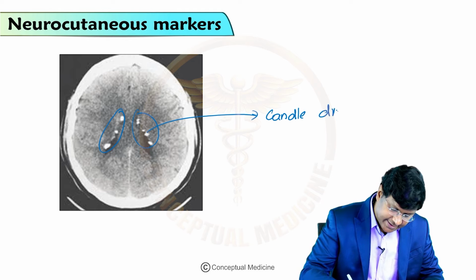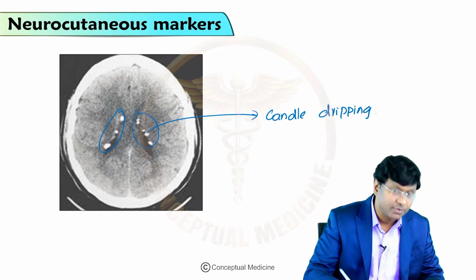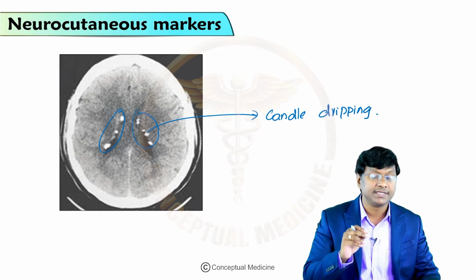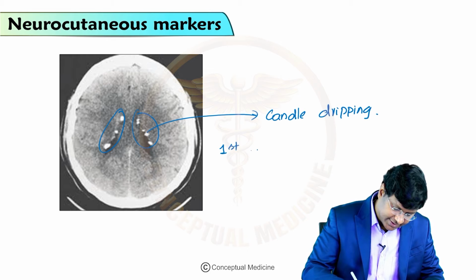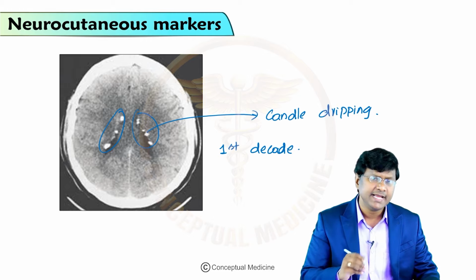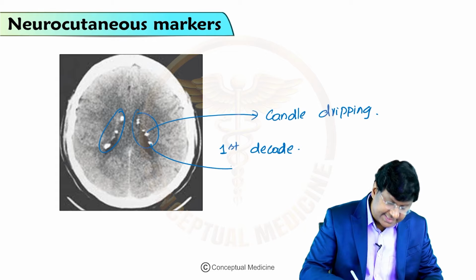This is called the candle dripping appearance. Next, these tumors occur predominantly in children around the first decade, and they are essentially benign tumors. How do you treat this SEGCA?